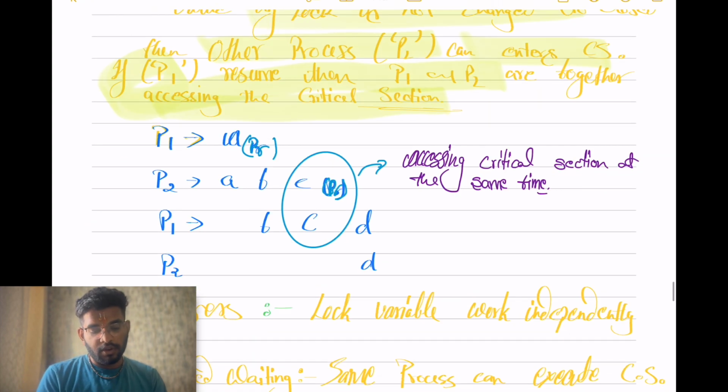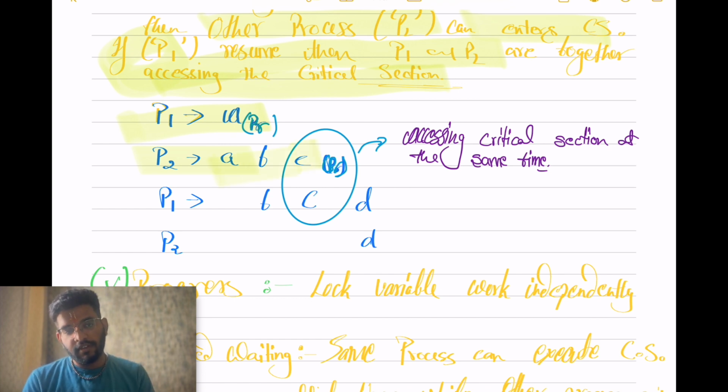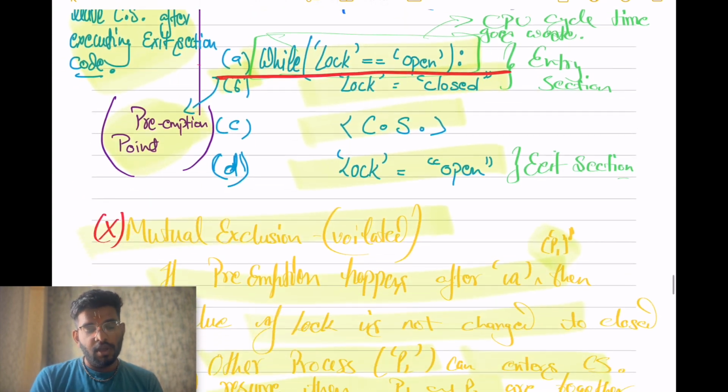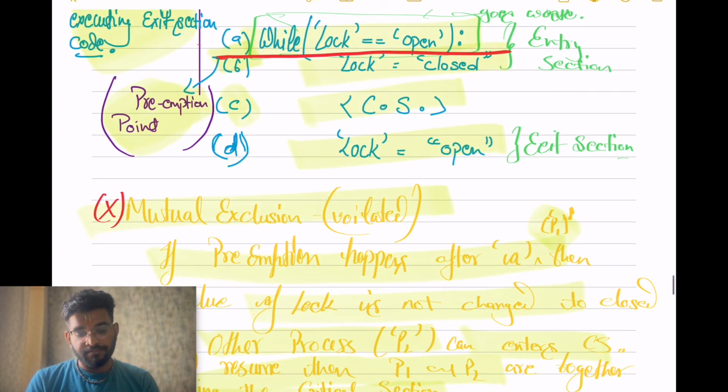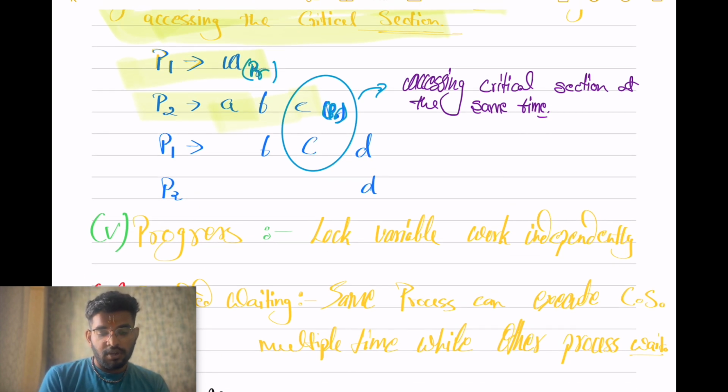This is the scenario: P1 comes, executes A, then gets preempted. P2 comes and executes statement A as the lock is open, then statement B, and then C, which is the critical section. After executing C, P2 gets preempted. Now P1 resumes. As you can see, both are accessing the critical section at the same time.